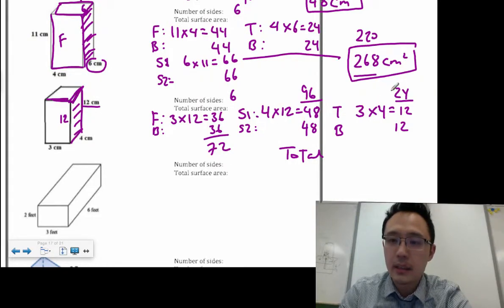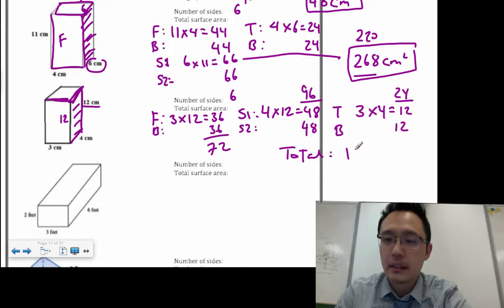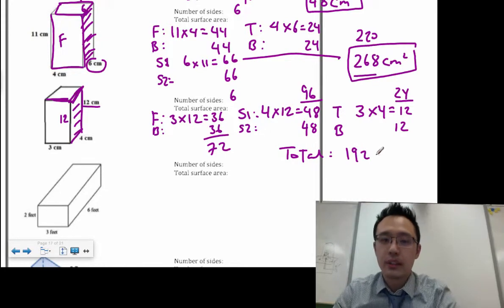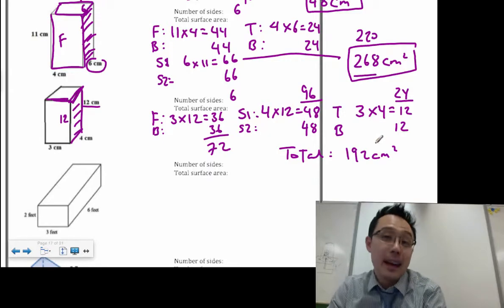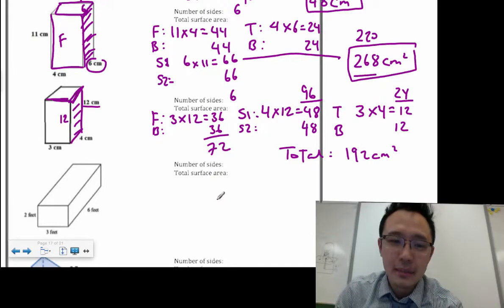168. 168 plus 24 is 192 centimeter square. Hopefully I did the math correctly. If I didn't, please let me know.